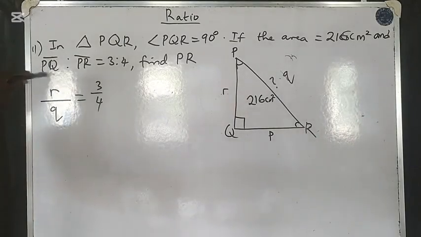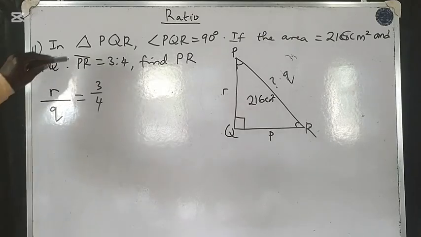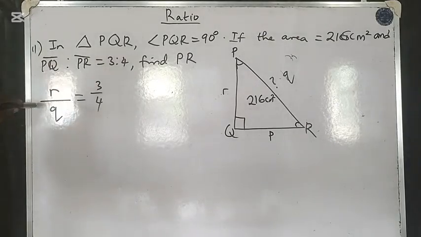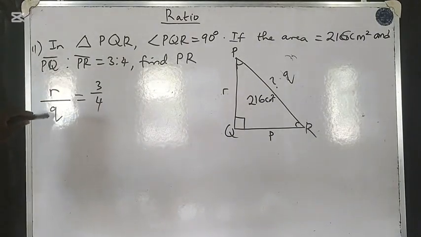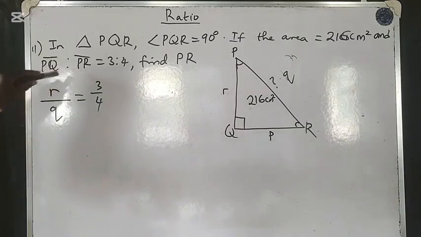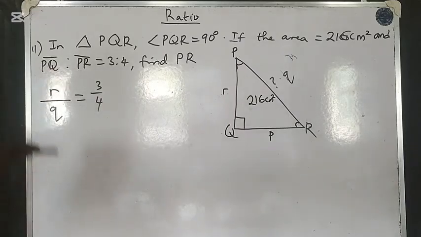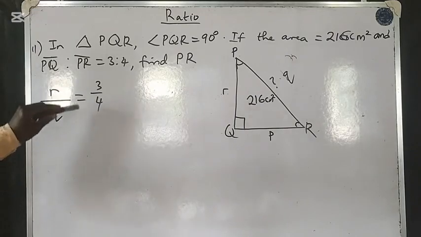So R, this is our R. This is our ratio sign over, and this is our PQ. Our PQ is represented by R. Our PR is represented by Q. So R over Q equals 3/4.